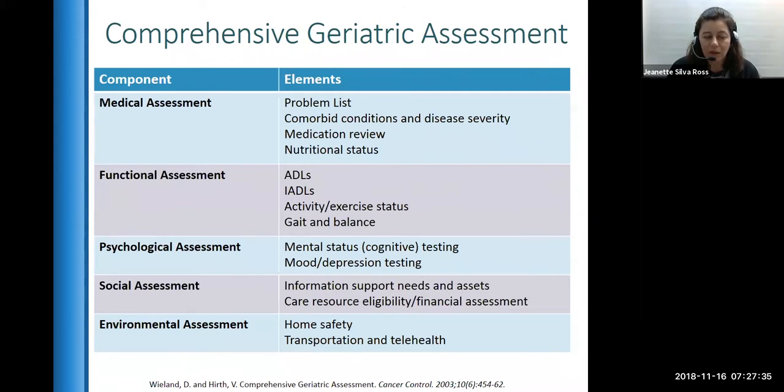Then there's a psychological assessment, which includes cognitive and mood assessment. And then there's a social assessment where you look for information to see if they have any needs, and what are their resources? There's also some financial assessment. And then there's an environmental assessment to assess their home safety and their transportation needs.